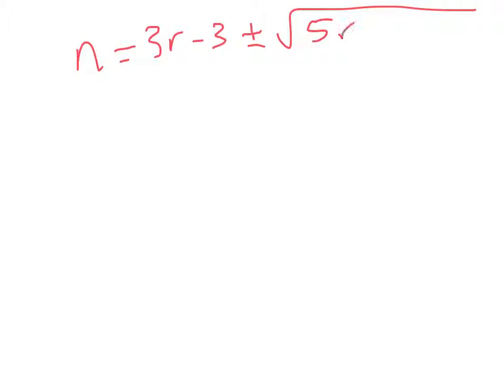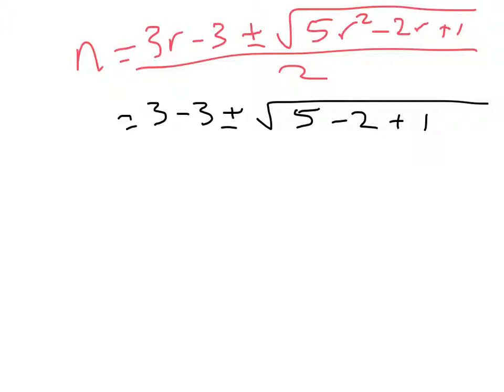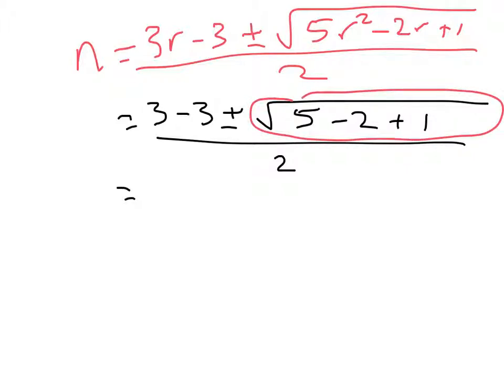So if we've got n equals 3r minus 3 plus or minus the root of 5r squared minus 2r plus 1, over 2, we can see that if we stick 1 in as r, we get 3 minus 3 plus or minus the root of 5 minus 2 plus 1, over 2. And we can check that in fact that does give us the square root of 4. So we're going to get 3 minus 3, so nothing, plus or minus the root of 4 over 2.